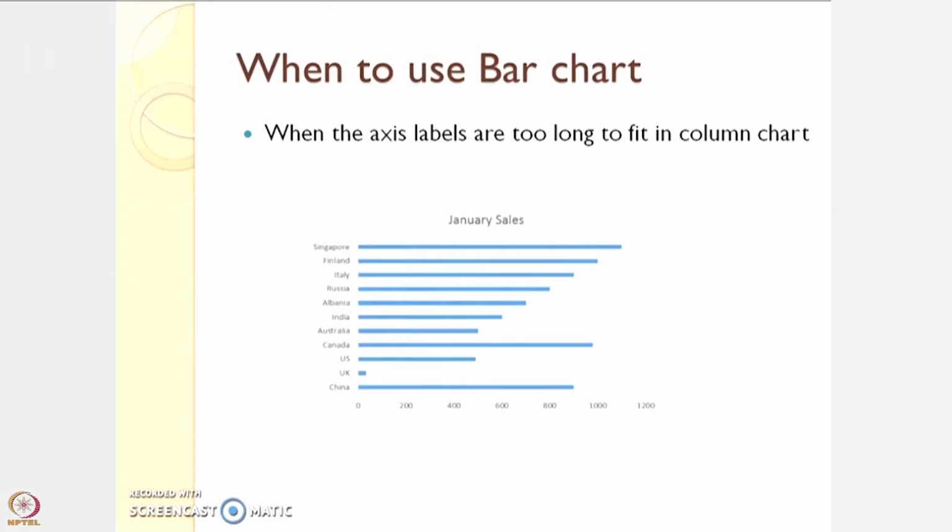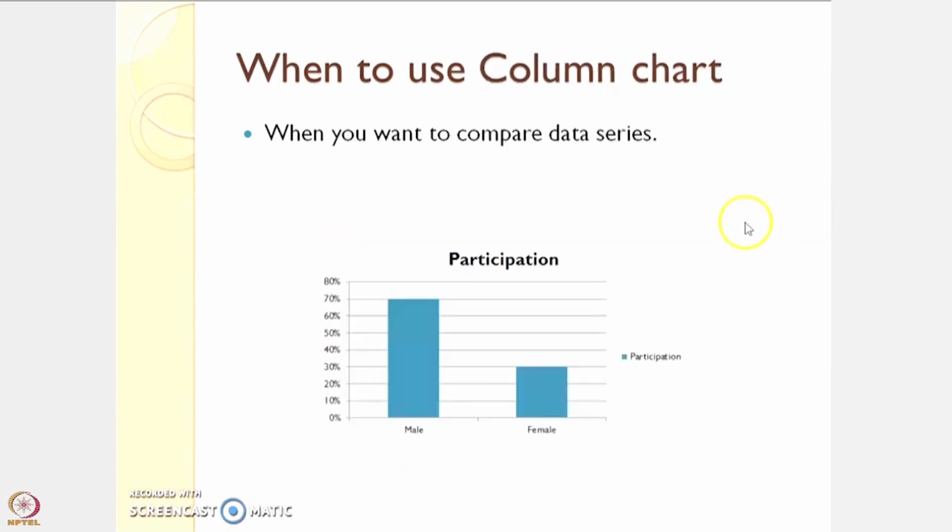Next is bar chart. Now when to use a bar chart? You use a bar chart when the axis labels are too long to fit in a column chart. So a bar chart is basically arranged along the horizontal axis, that is, the y-axis. Next you have the column chart. The column chart is basically used to compare the data series.